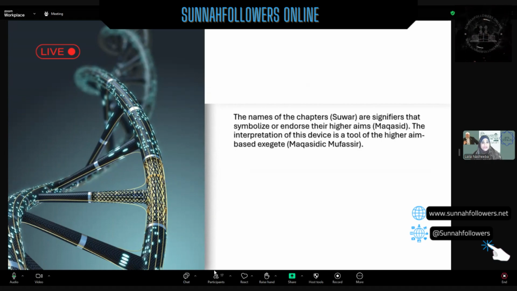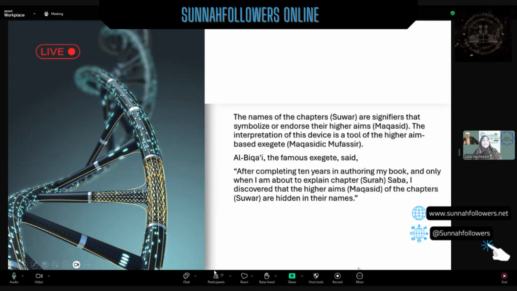The names of the chapters of the Quran are signifiers that symbolize or endorse the higher aims. The interpretation of this device is a tool of the higher aim-based interpreter. Okay? What does that mean? Listen to what one of the early Quran interpreters said. He said, after completing 10 years in authoring my book, and only when I am about to explain chapter Surah Saba, I discovered that the higher aims of the chapters are hidden in their names.